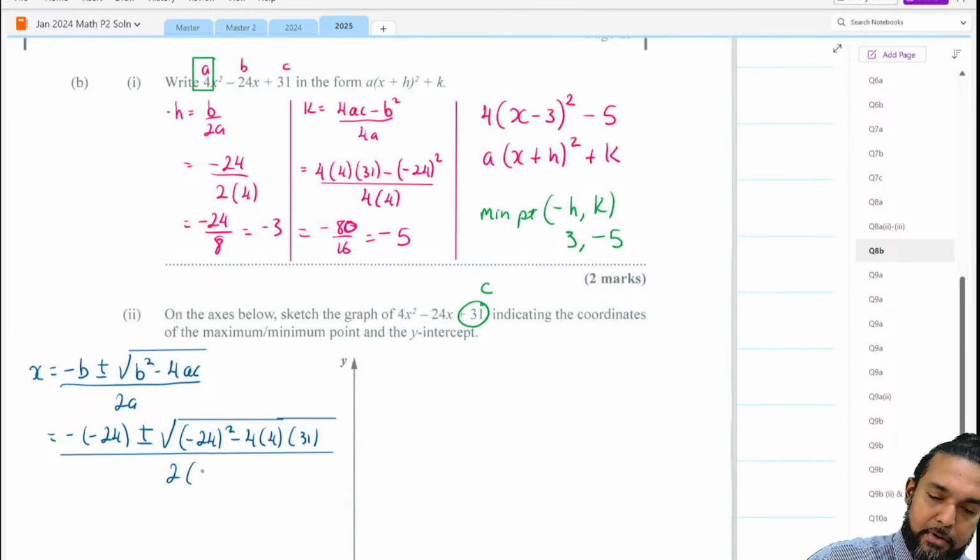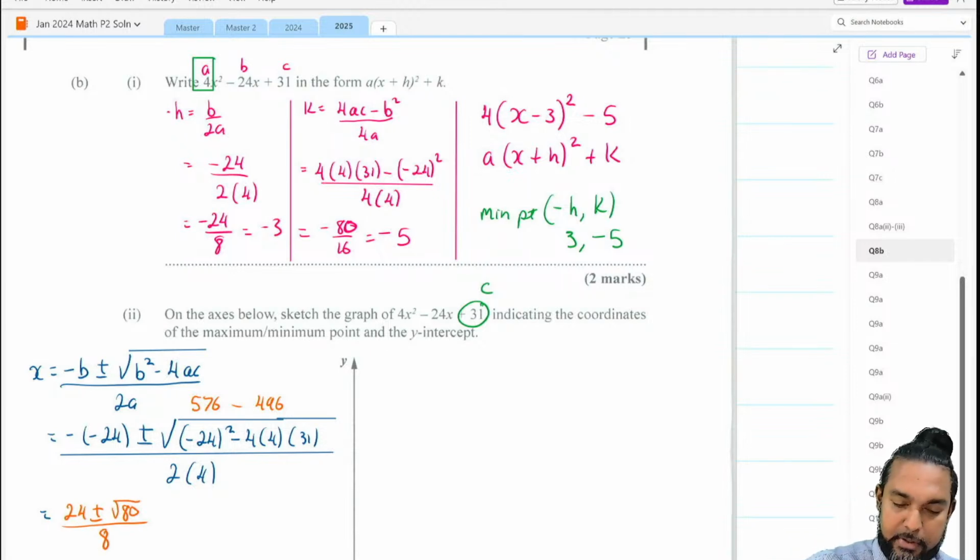That's 2 by 4, which is 8, right? Okay, so 24 squared, hold on, let me get a different color for that, is 576. 576 minus 480 is 96. That's 80. All right. So you have 24 plus or minus root 80, that's 4 root 5, all over 8.